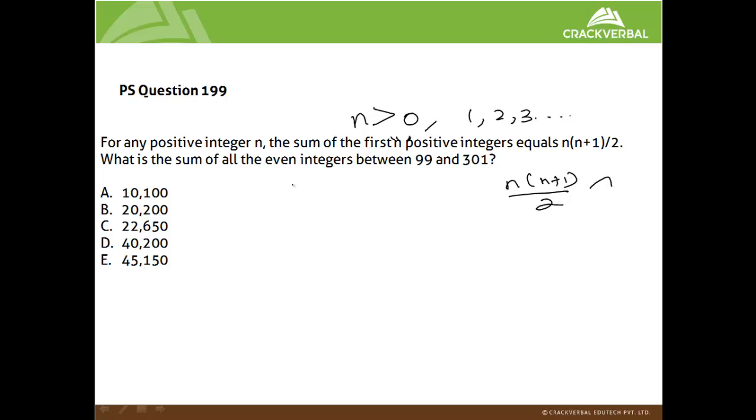What is the sum of all the even integers between 99 and 301? Right, 99 and 301 are exclusive, right? Because they talked about even integers and also they have said the word between, right?